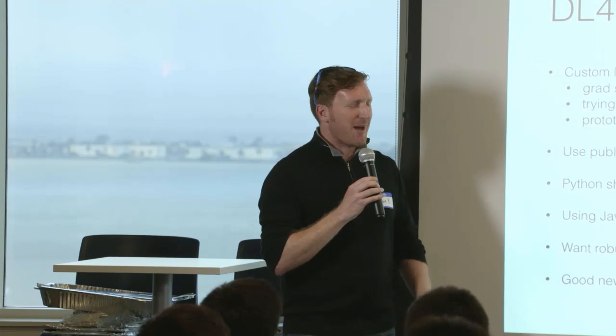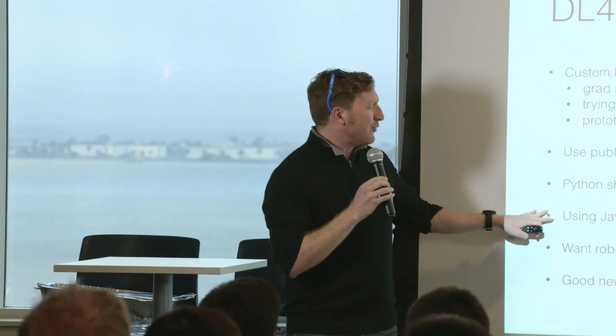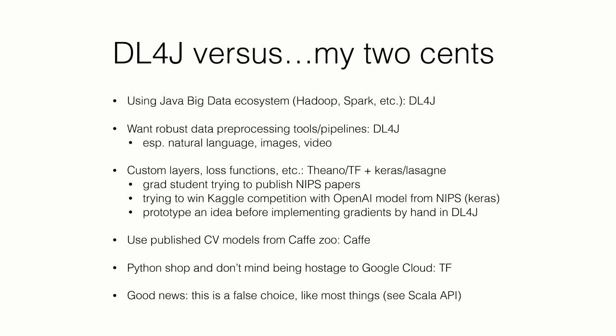They're pretty transparent about that, too. If you're a Java big data shop using the Java ecosystem, Hadoop, Spark, et cetera, then you should be using DL4J. You should not be trying to crowbar these other things in. If you want robust data pre-processing tools, because you don't want to write your own code to manage and process images, flatten them and turn them into vectors, et cetera, DL4J, I think, among the packages is putting the most effort into that.